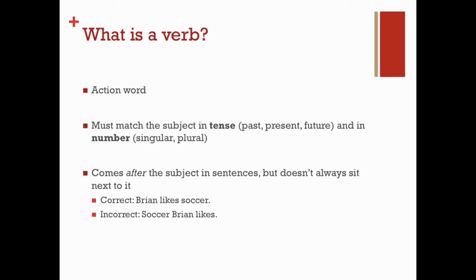The verb usually comes after the subject in sentences, but it doesn't always sit next to it. So it would be correct for us to say Brian likes soccer. However, if we were to say soccer Brian likes, that sounds kind of funny. I don't think any of you out there are actually speaking like this or writing like this for that matter. And that's good.